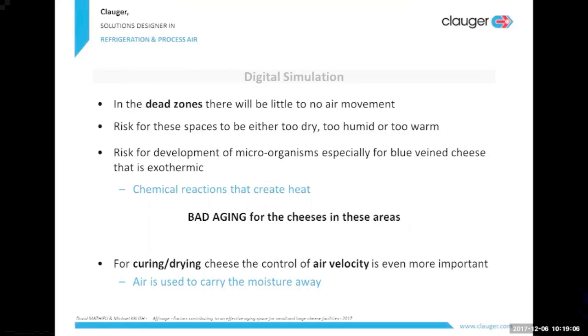In the dead zone, there will be little to no air movement. Risk for these spaces to be either too dry, too humid, too warm. Risk for development of microorganisms, especially for blue vein cheeses, that is exothermic. It means it's a chemical reaction that creates heat. Bad aging for the cheeses in these areas. And for the curing and drying process, as I said, on top of controlling the temperature and humidity, the air velocity is even more important because it's used to carry the moisture away.